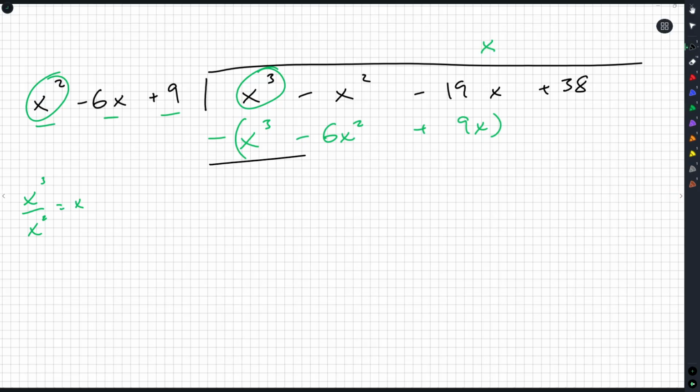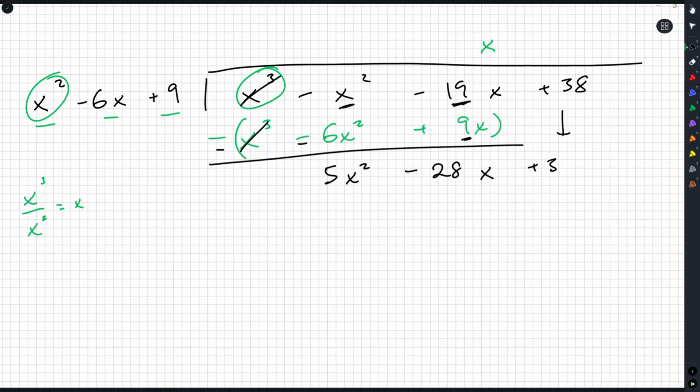There we go. x cubed minus x cubed, yep, they cancel out. If those first two don't cancel out, you have done something wrong. Negative x squared minus negative 6x squared, that's negative 1 plus 6, that's 5x squared. And then minus 19x, subtract another 9x, that should be minus 28x. We'll pull down the plus 38.